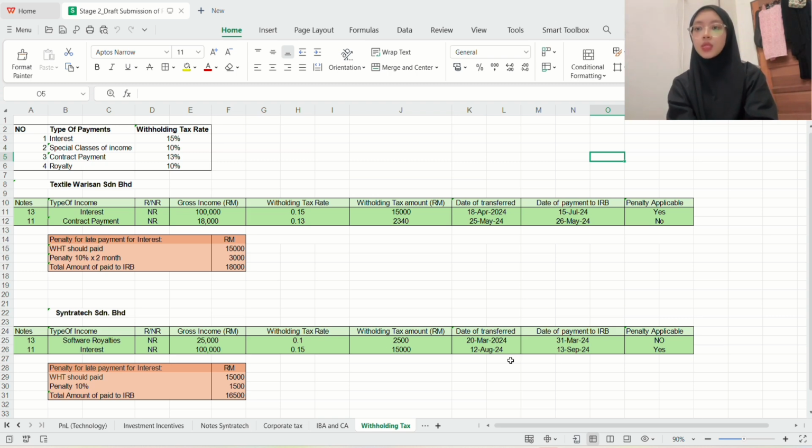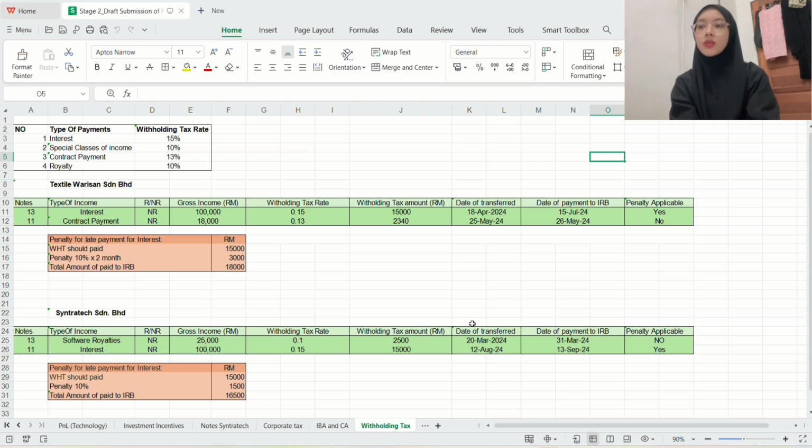The key payment subject to withholding tax is interest payment to foreign financial institutions, royalties paid to non-resident companies, and contract payment to overseas service provider. According to Malaysian tax law, the standard withholding tax rates are 15% for interest payment, 10% for royalties, 13% for contract payment, and 10% for special classes of income. Now, let's apply these rates to real transactions.